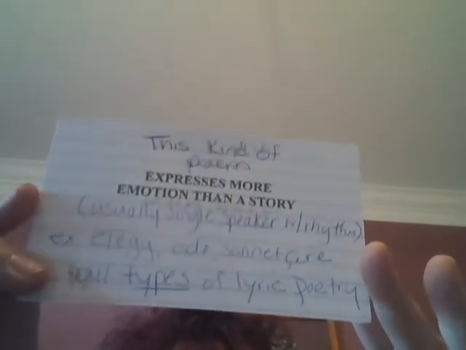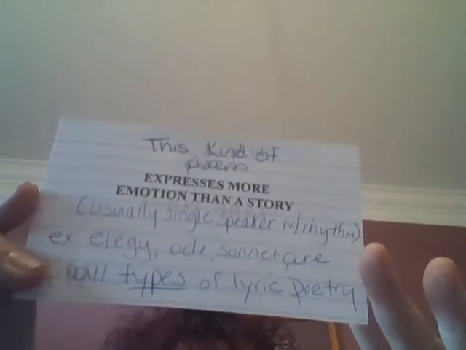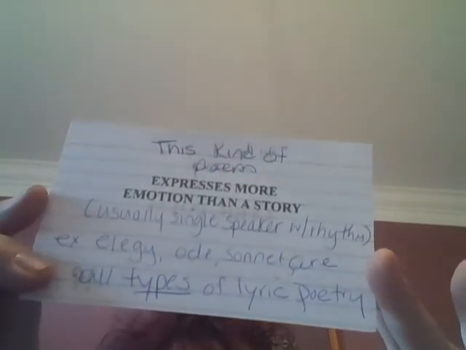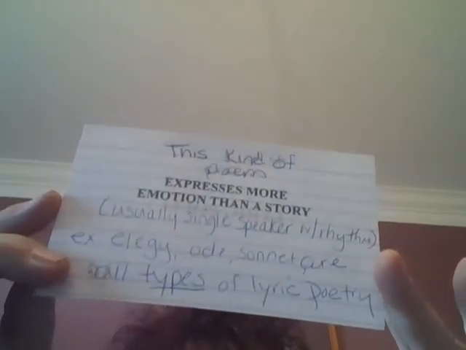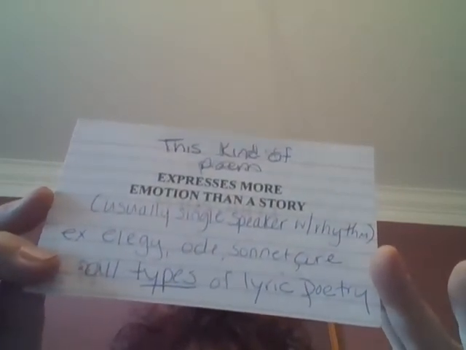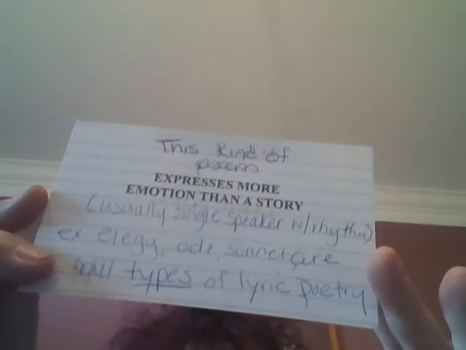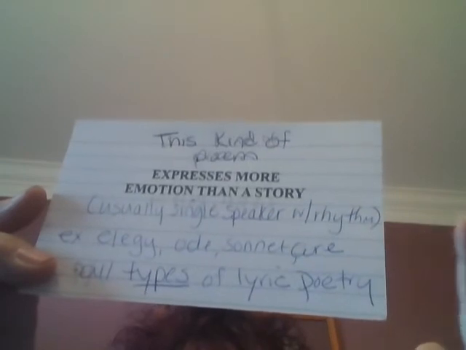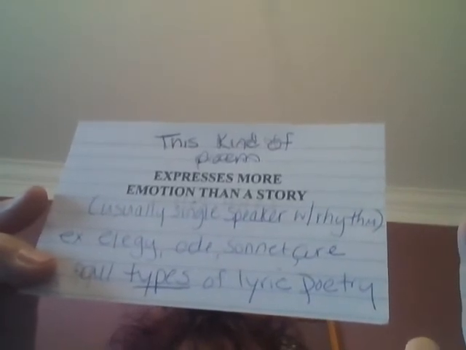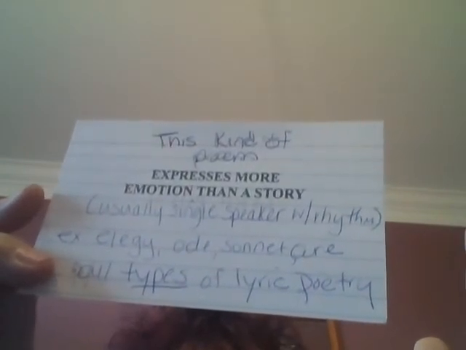So lyric is more of the all-encompassing term for it. And then an elegy is one that's written to mourn the death or loss of someone. An ode is written to someone or in honor of a particular thing, like in nature, the sun. And a sonnet is the same thing. It's written about someone or something. But remember, the sonnet has a fixed form.